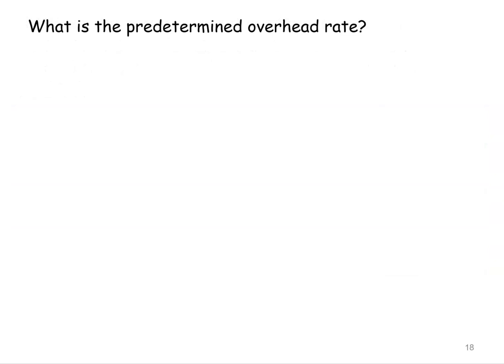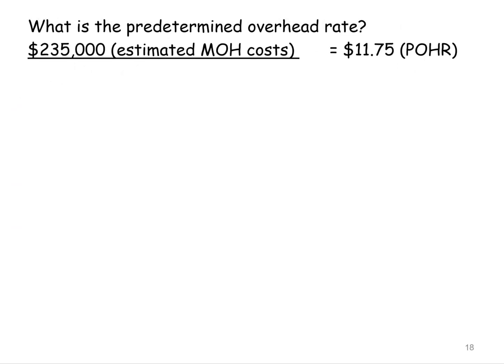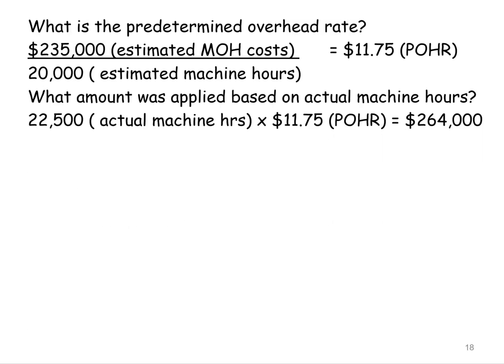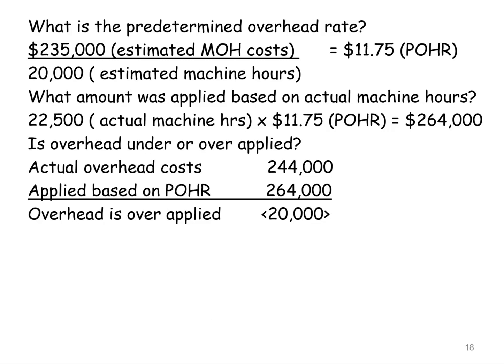What is the predetermined overhead rate? Well, we know we have to use the estimated manufacturing overhead costs divided by the estimated machine hours. So it was $11.75. How much was applied based on actual machine hours? We applied $264,000. Is it over or under applied? Well, our actual overhead was 244. We applied 264, so our overhead is over applied by 20,000.